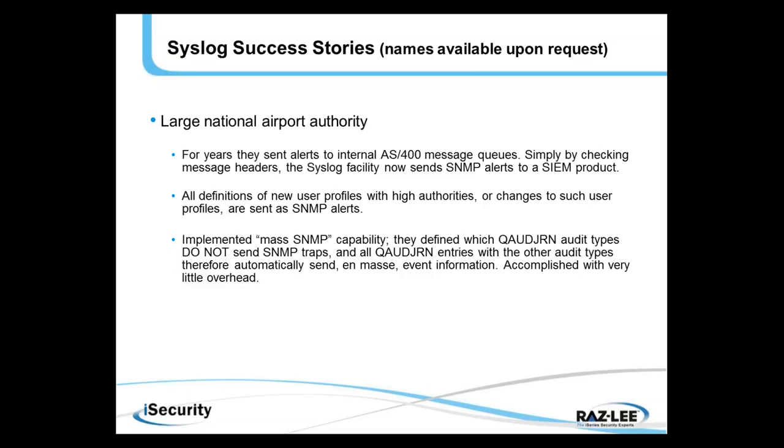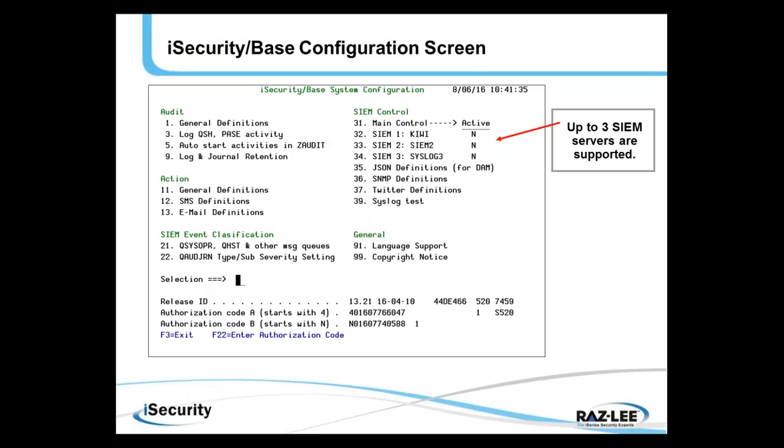And finally, a large national airport authority does not use syslog per se. They send SNMP alerts to their SIEM product. And for example, the second bullet, all definitions of new user profiles with high authorities or changes are sent as SNMP alerts. So these are just some examples of how our solutions are used.